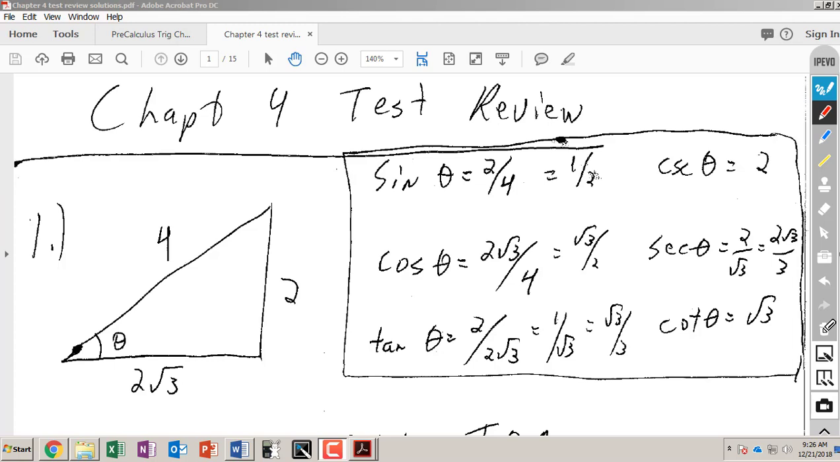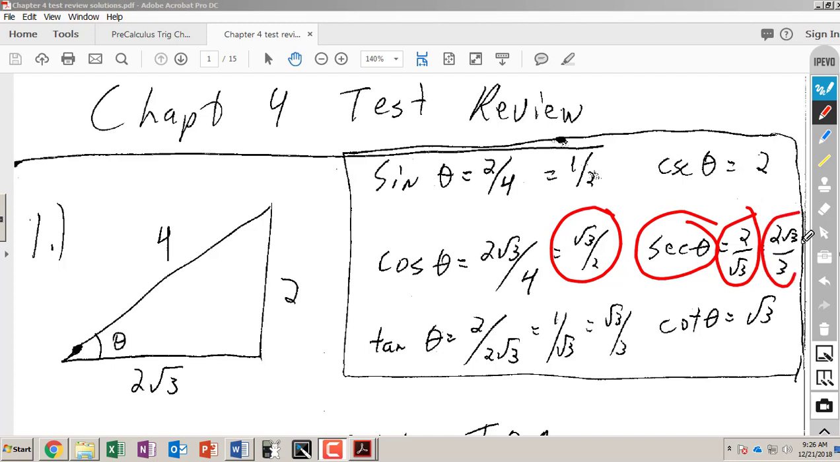Now, I just have to remember that the reciprocal of the sine is the cosecant. So here's my 1/2, and when I take its reciprocal, I get 2 over 1, which is just equal to 2. So here I'm going to take this reciprocal. The reciprocal of the cosine is the secant. So I just go ahead and take its reciprocal. That gives me 2 over the square root of 3. I rationalize by multiplying both top and bottom by the square root of 3, and I get 2 square root of 3 all over 3.